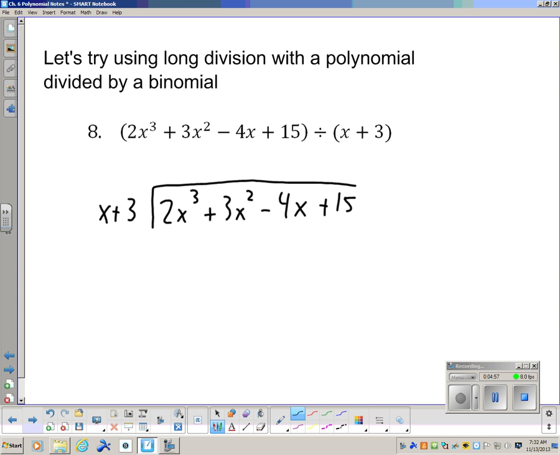So let's go through this. We gotta think x times what gives us 2x to the third. That would be 2x squared. Oops.